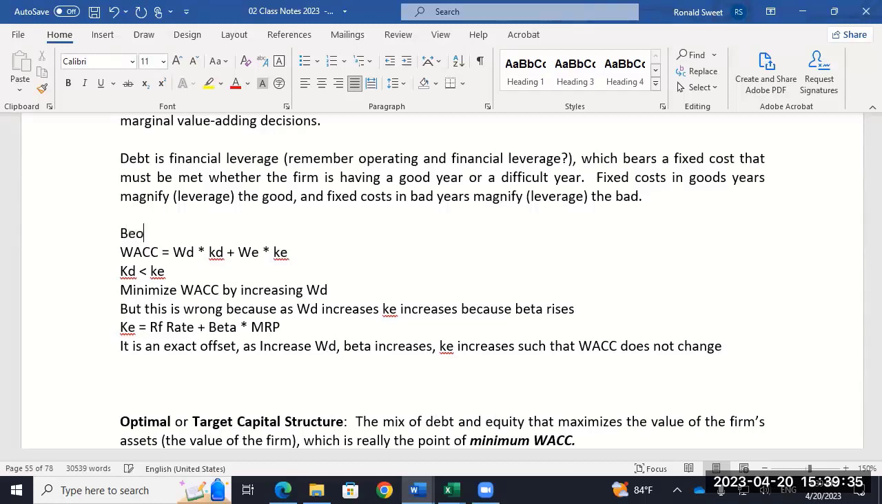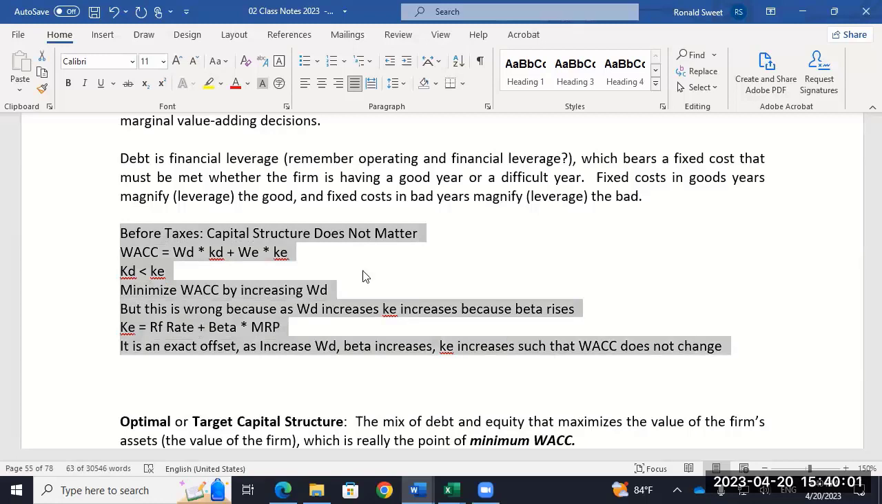So before taxes, capital structure does not matter. Why not? Because as you increase your weight of debt, you increase your beta, your cost of equity goes up, the two just offset each other, your WACC just stays the same number. All right.